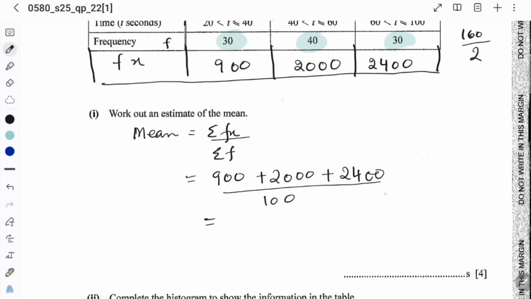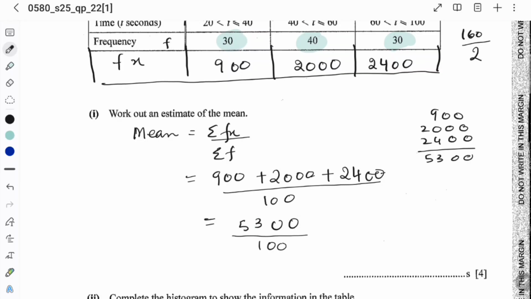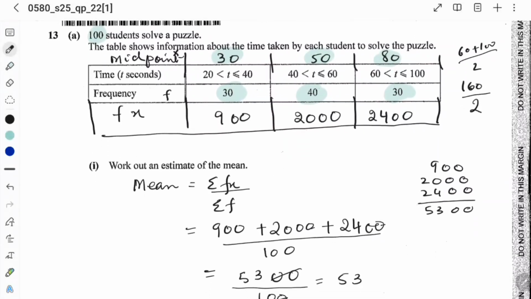Now add it together, that is 0, and then one more zero, then 4, and then it is 53. Yes, this is 5300 divided by 100. Cancel 2 zeros, that is equal to 53. So that means the mean is equal to 53 seconds whenever there are 100 students solving the puzzle.